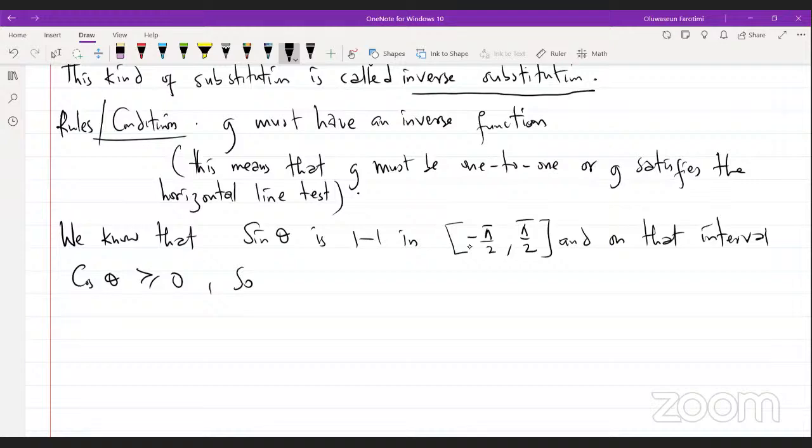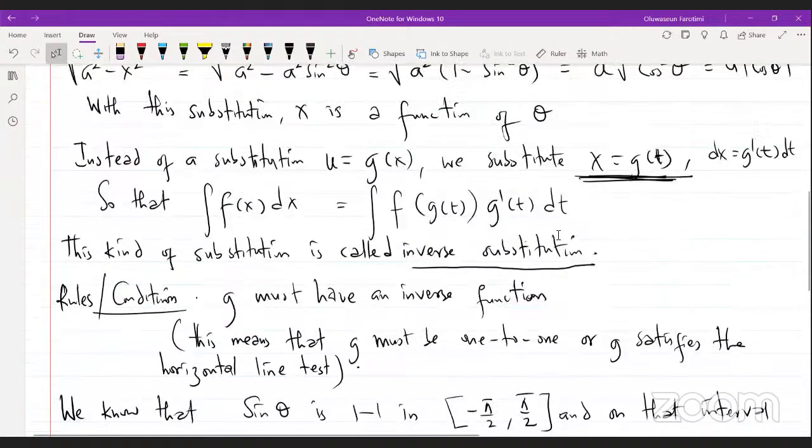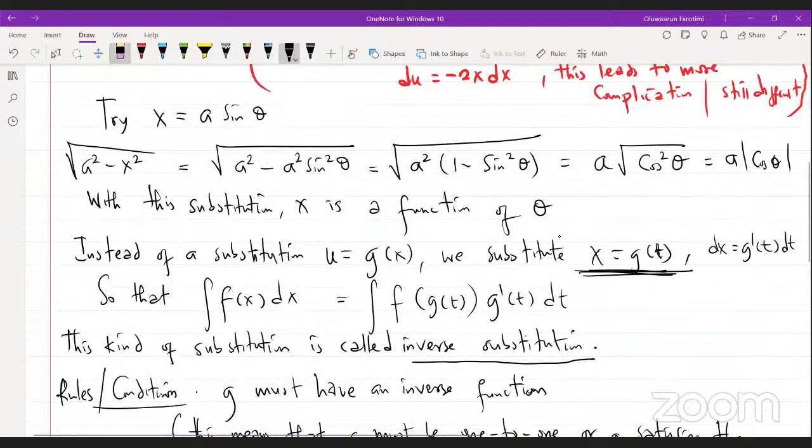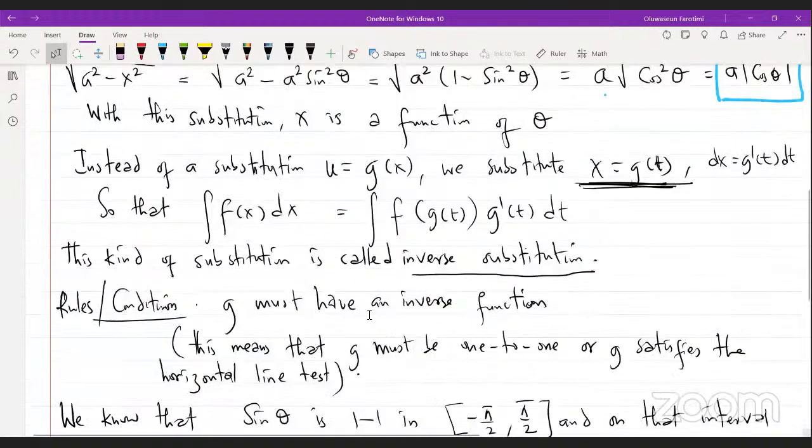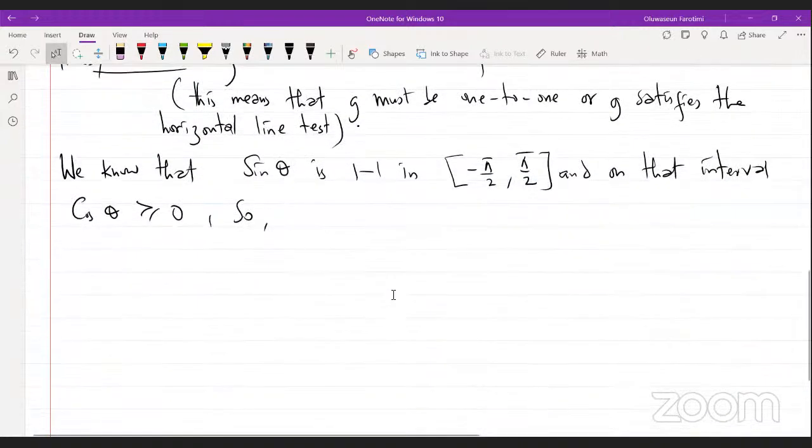Now if we back up a second, guys, we had this guy, let me put it in blue. But now we're saying that it cannot be negative, right? We say it's non-negative. If it's non-negative, what happens? I can drop the absolute value. So that means the square root of a squared minus x squared is just going to be a cosine of theta.